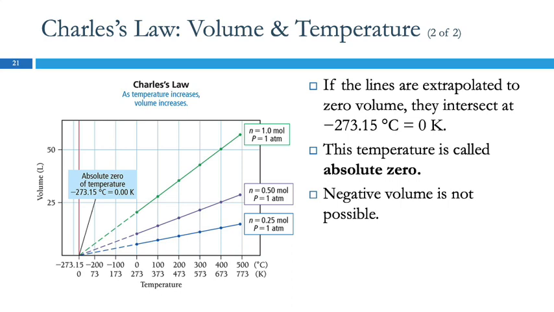Now, actually, we know that you can't get to 0 volume at all because the gas particles themselves have volume. But this is the theoretical lowest possible temperature. So we call that absolute zero, and all of the Kelvin temperatures are positive. There are no negative Kelvin temperatures.